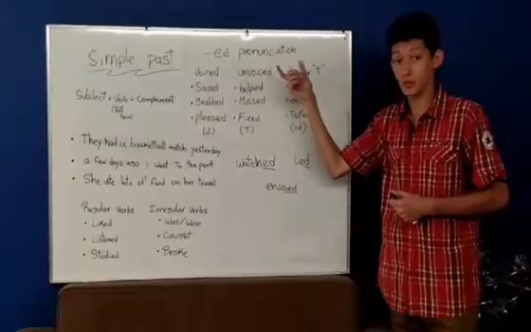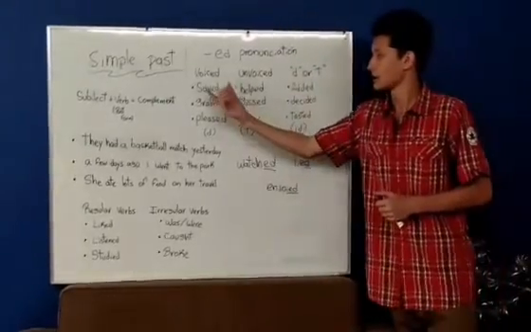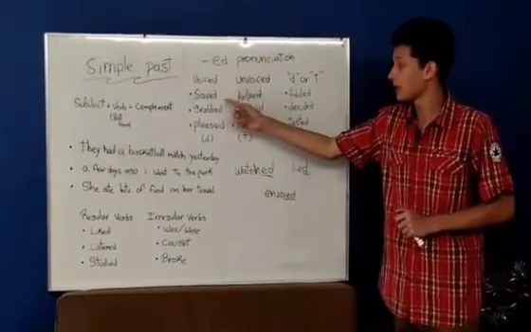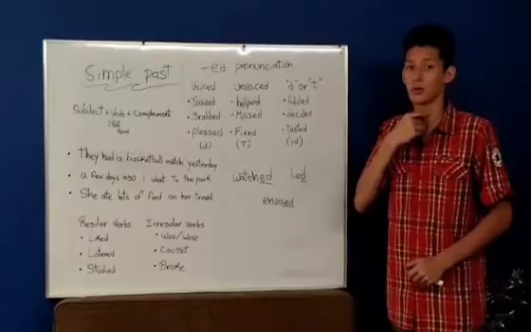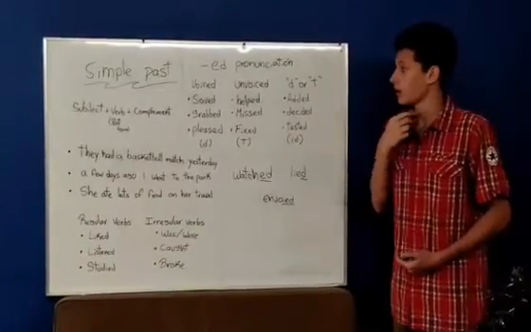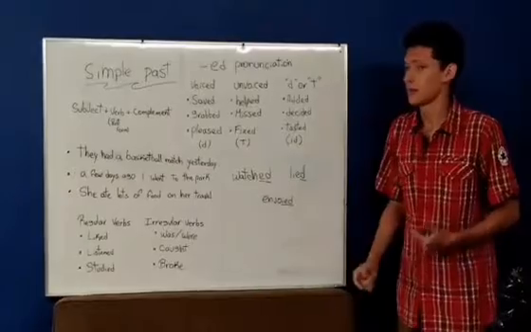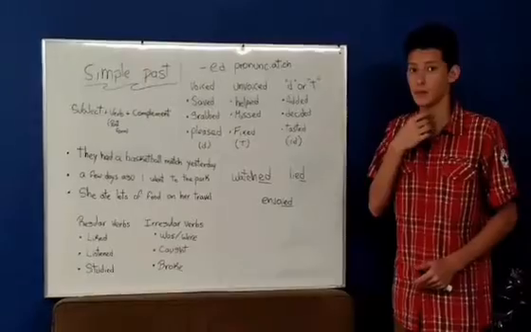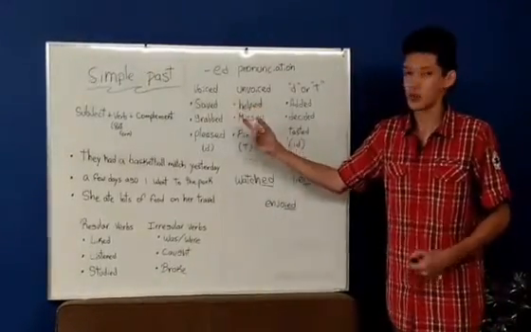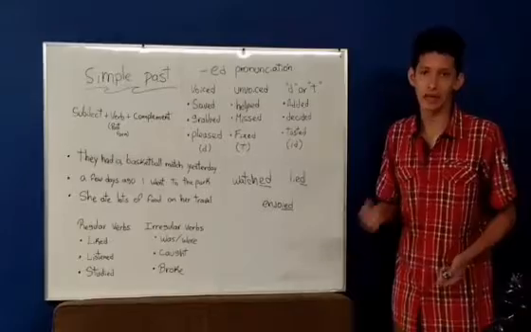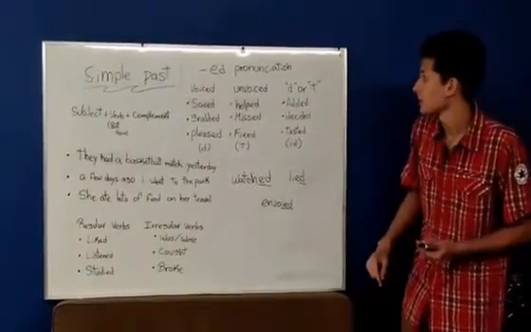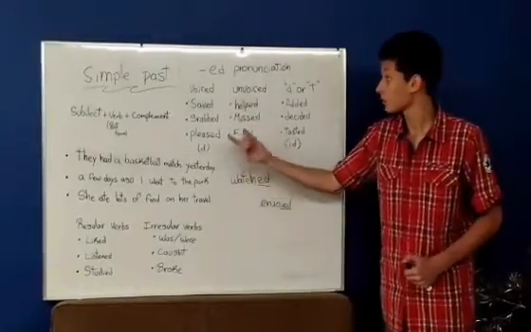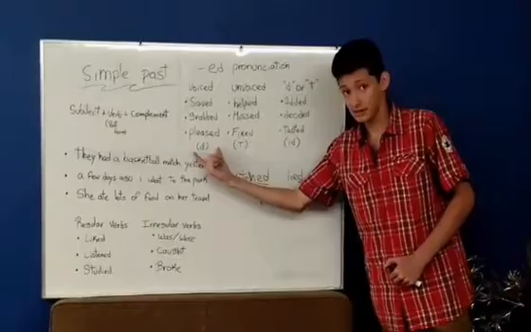Now the ed pronunciation. Okay, so let's start with these ones. The verbs that end in a letter that makes a vibration in your throat are the voiced letters. For example, all the vowels, like the E, make a vibration. And also some consonants, for example the N. It also makes a vibration. So if the verb ends in a voiced letter, the sound of the ed is D, the letter D.